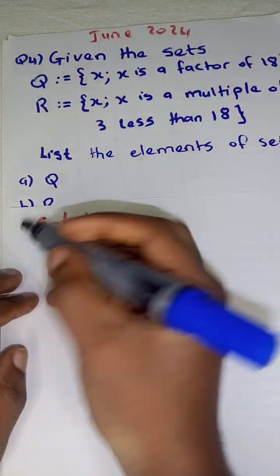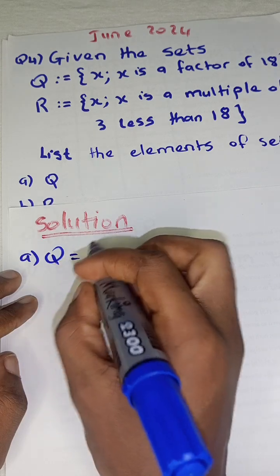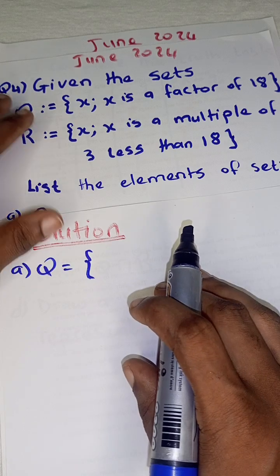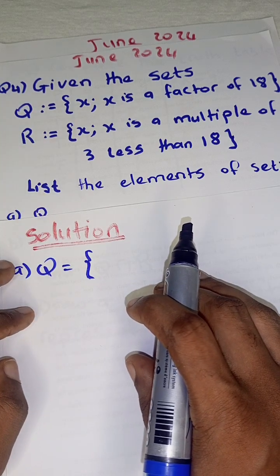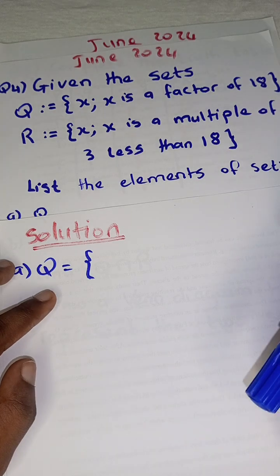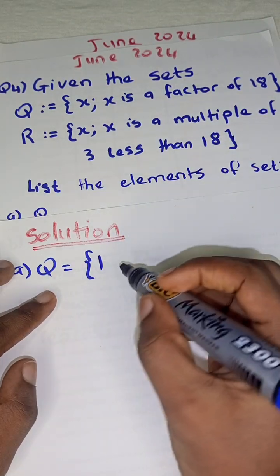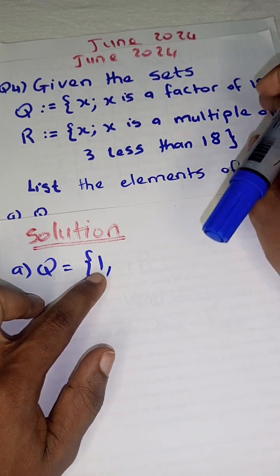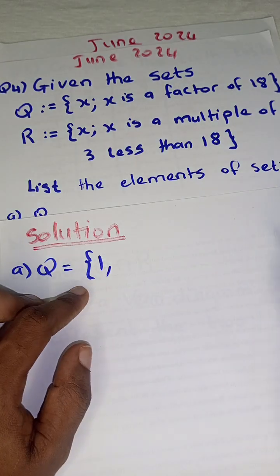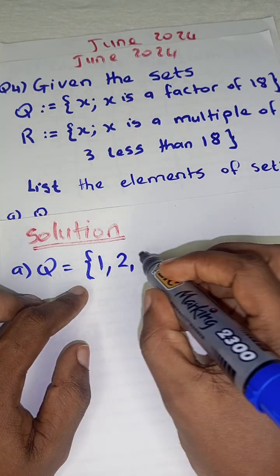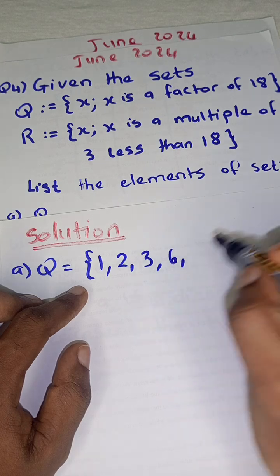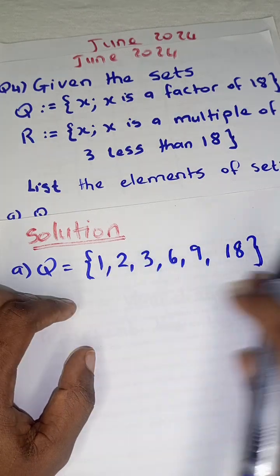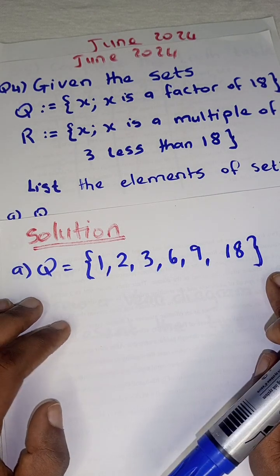Solution. The first thing is to list out the elements of set Q. Going by the definition of set Q, x is a factor of 18, so we just have to list out all the factors of 18. Factors, as we know, always start from 1 and end with the number itself. So we start from 1 and end with 18. Factors of 18: we have 1, 2, 3, 6, 9, and of course 18. So these are the elements of set Q, the factors of 18.